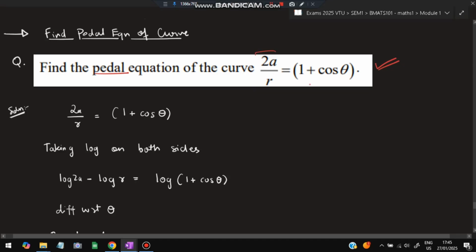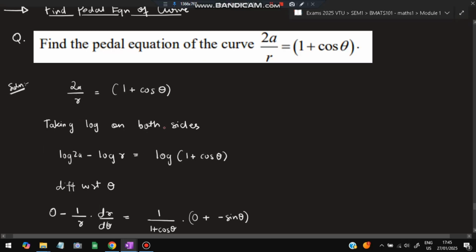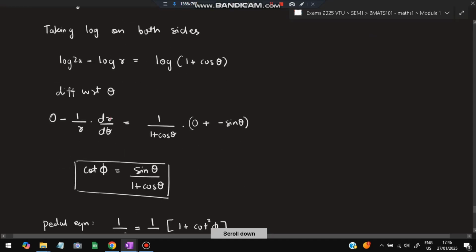They have given you a curve here. Okay, 2a by r is equal to 1 plus cos theta. Okay, so we'll be writing this here, taking log on both the sides. Wherever the question is related to theta, the first step will be to take log on both the sides. I'll repeat, wherever the question is with respect to theta, you have to take log on both the sides. Take the log on both the sides and differentiate with respect to theta. So we'll be getting minus 1 by r dr by d theta, that is nothing but cot phi, and here this answer will be sin theta by 1 plus cos theta.